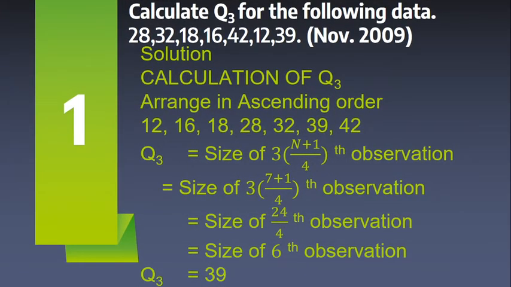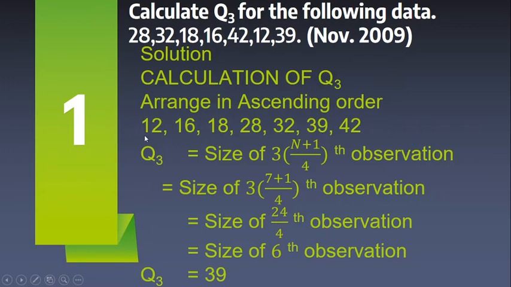So here we have a question with 28, 32, 18, 16, 42, 12 and 39. This is individual data, and before we calculate the quartile, they have asked us for Q3. So while calculating Q3, first we are going to arrange the data in ascending order, taking the least value first, followed by the next value, and then the next, then the next.